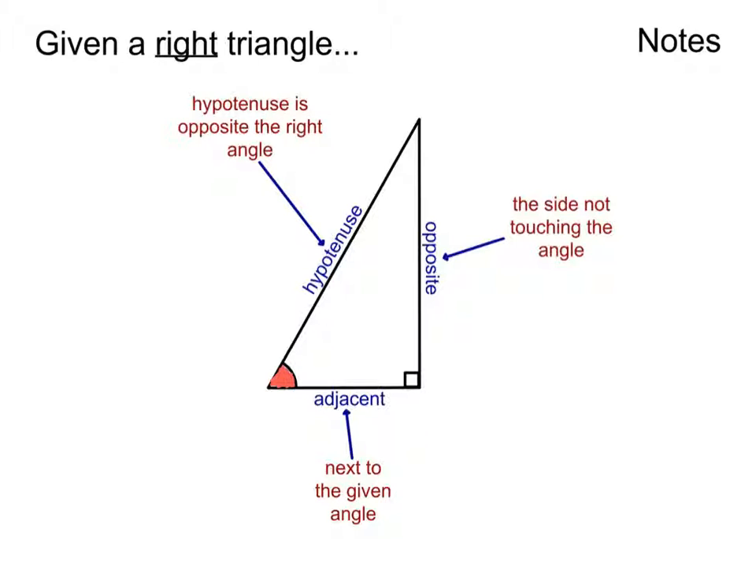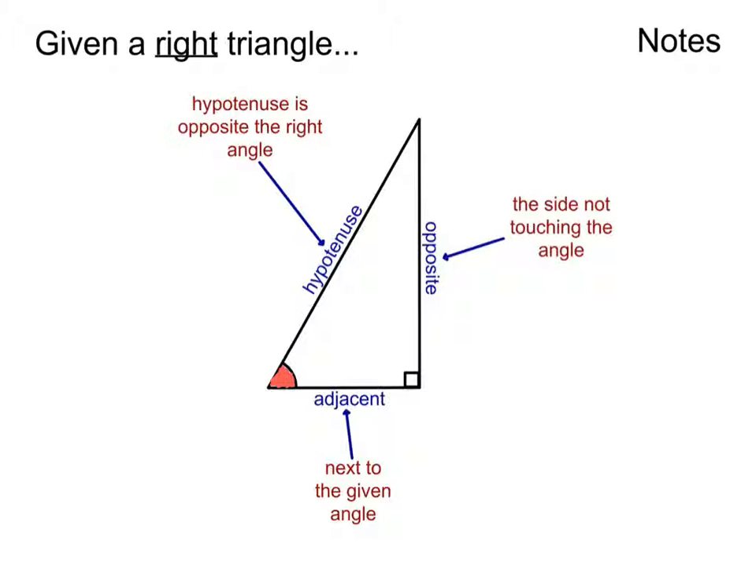So opposite. It's the side not touching the angle. Literally, it is on the opposite side of the triangle. Nice, easy way to remember it. Adjacent. It's the side next to the given angle. And yet, you'll notice our angle is actually touching two different sides. How do I know which one's the adjacent? Well, the adjacent is the one that's not the hypotenuse.